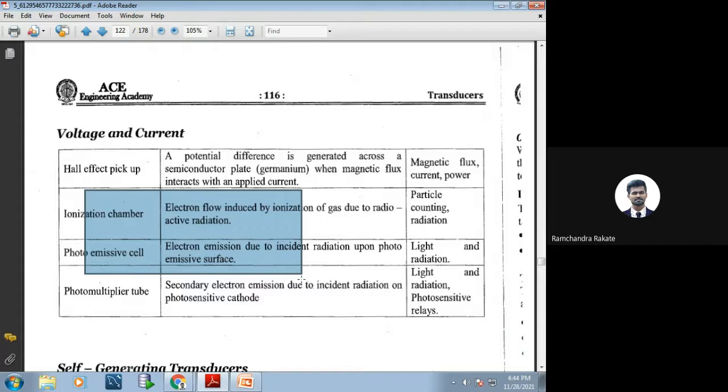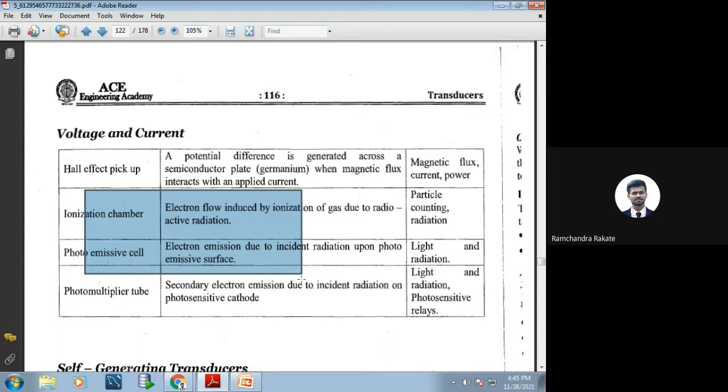When temperature variation occurs, the resistance of the thermistor also varies, and this temperature can be measured in terms of resistance. Correct. There are many times when the input signal is first sensed by the sensor or detector, the primary transducer, and it is given as input to another transducer, the secondary transducer, for the conversion.